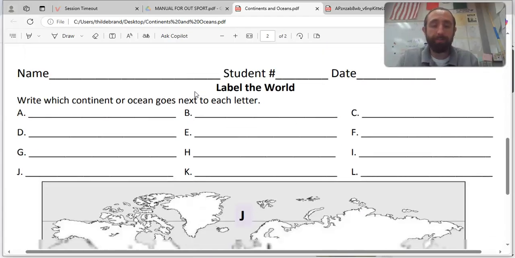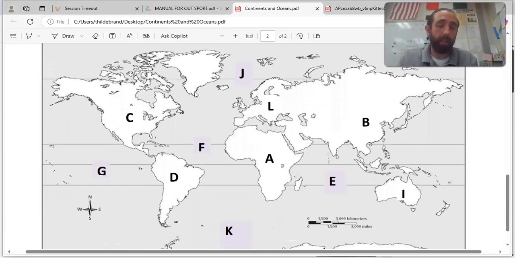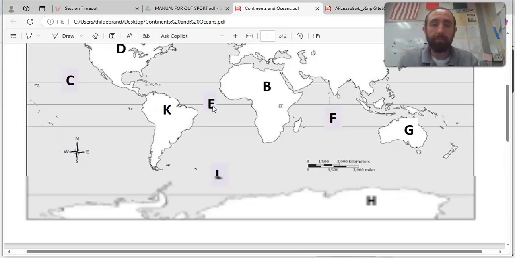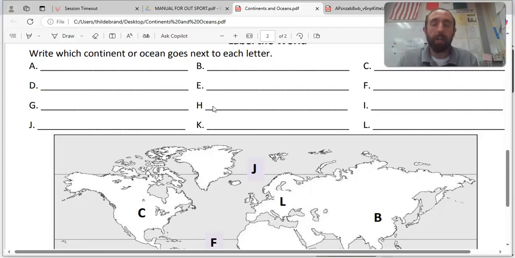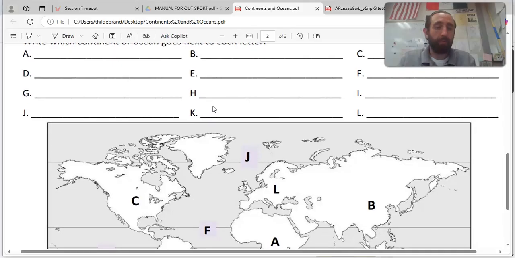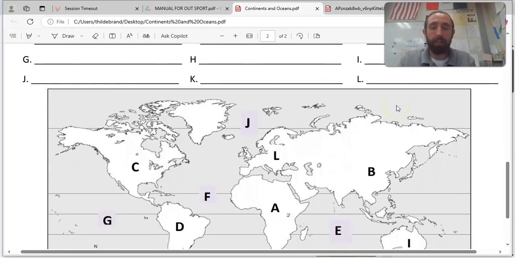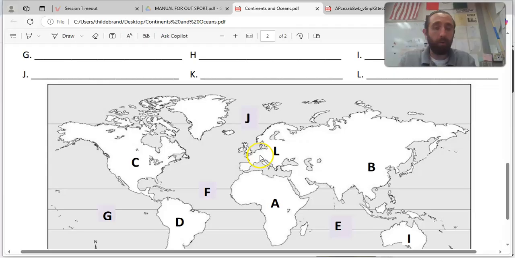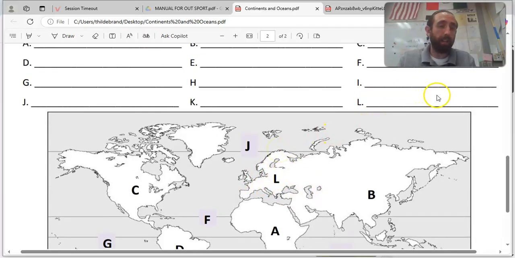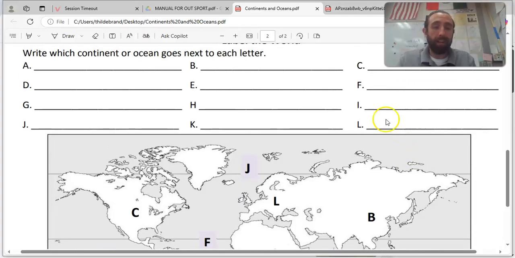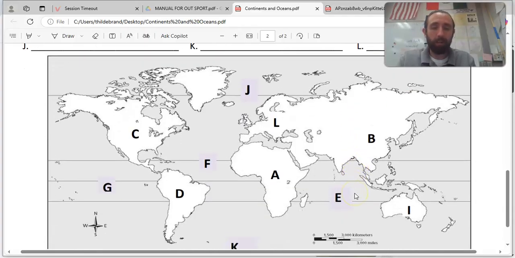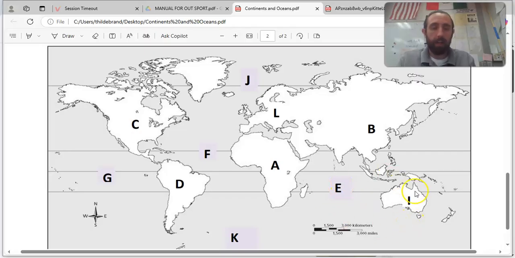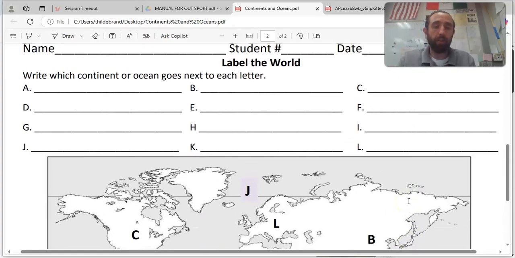Now, if I scroll down, it's kind of the opposite on the other side. Still has the letters labeled, but different this time, okay? This time you have to write out the continent or ocean. For example, L down here, I would look at L and have to figure out what continent that is. That's Europe, so I would write it down. Or I, what continent or ocean is that? I look for I, it's right there, Australia.